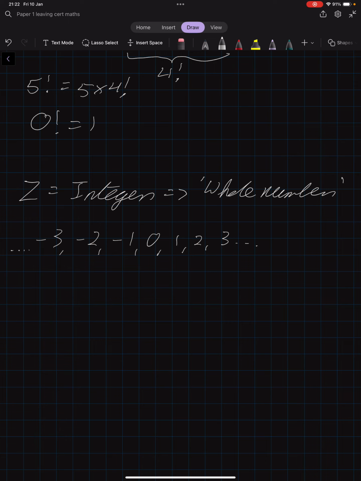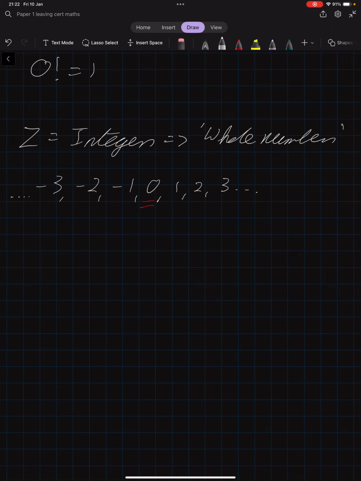And just be careful, 0 is included. A lot of people look at that and say, oh, 0 isn't a whole number and therefore it can't be included. But yes, it is. So that's completely fine. So yeah, that is your integers, and then you have your rational numbers.